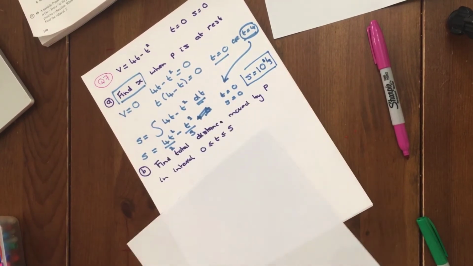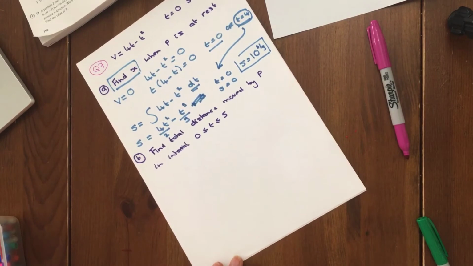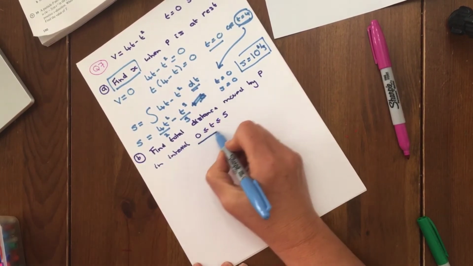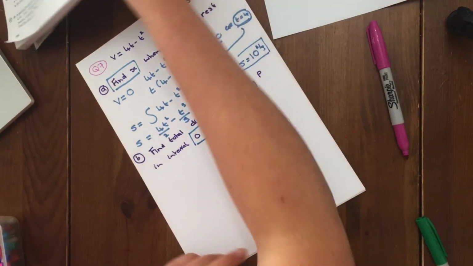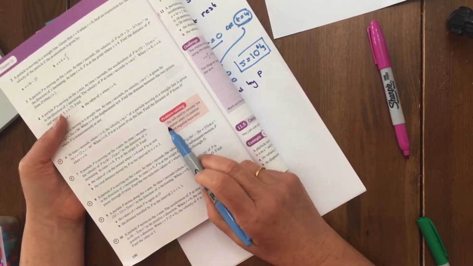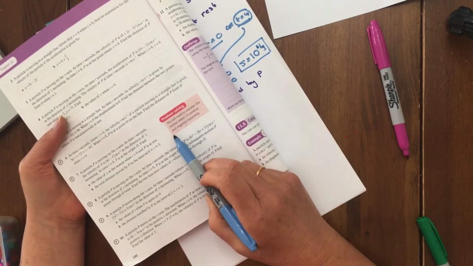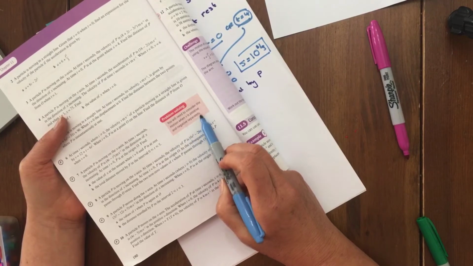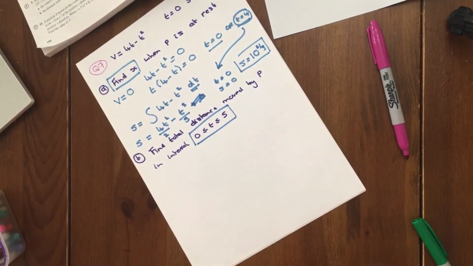Okay, part B. Find the total distance moved by p in the interval between 0 and 5. Now, it does have a little hint here, problem solving. You will need to consider the motion when v is positive and negative separately. So let's see what that means for this question here.